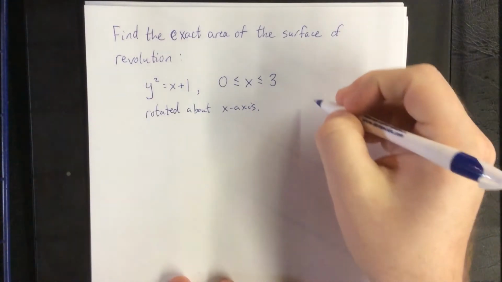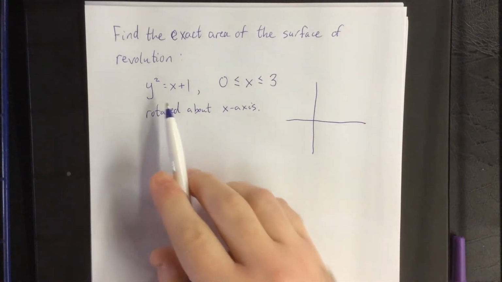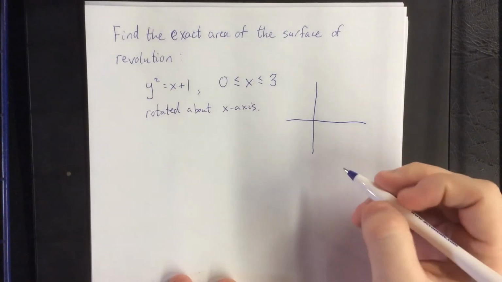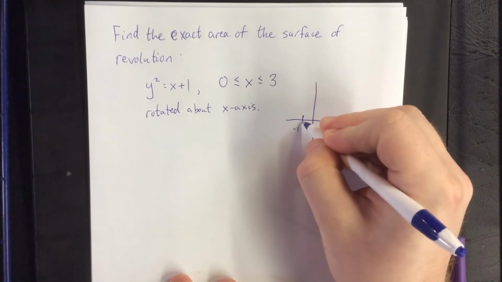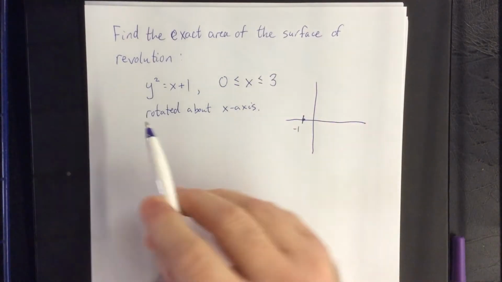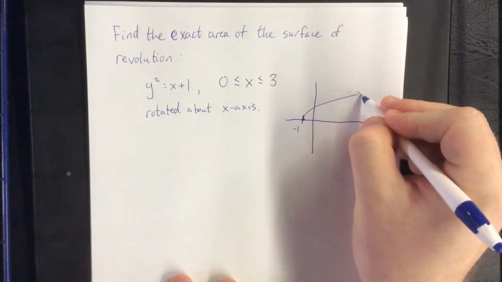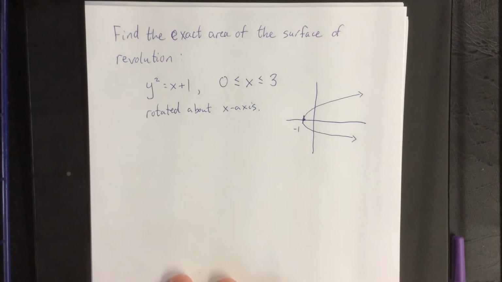So first and foremost, I want to get an idea of what this thing actually looks like. Because of the x plus 1 and the fact that nothing is added or subtracted from the y variable, it is safe to assume that this thing has a vertex over here at -1, 0, and it will open to the right due to the fact that the y squared is positive and the x is positive. So we'll get a parabola that looks approximately like this. Not entirely accurate because I'm not a very talented artist, but that's okay.